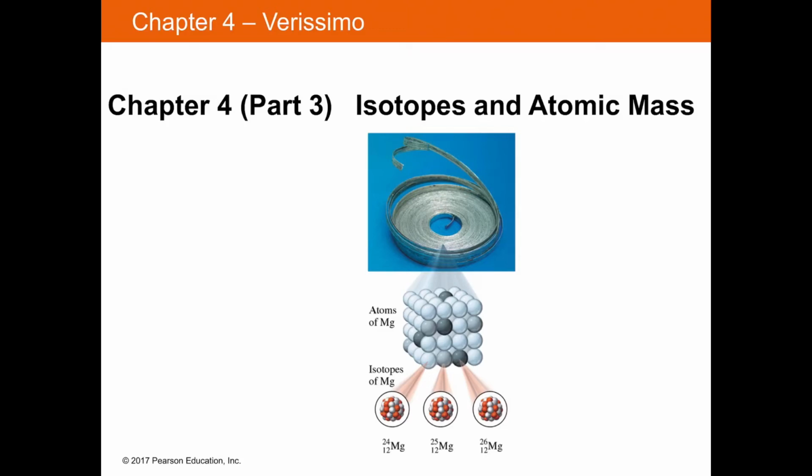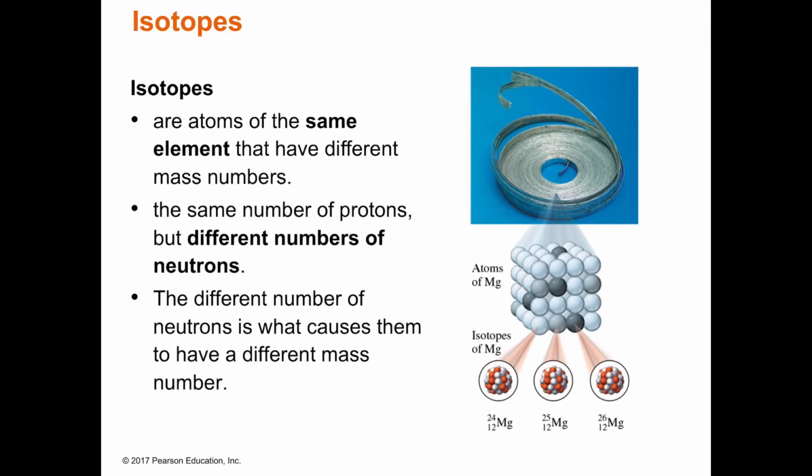On Chapter 4, today we're going to talk about isotopes and atomic mass. So isotopes are atoms of the same element that have different mass numbers. Last time we were talking about how to figure out the number of protons, neutrons, electrons in an atom from the information on the periodic table. But not all atoms of an element are the same. Sometimes they have different numbers of neutrons. They will always have the same number of protons, right? The number of protons identifies the element.